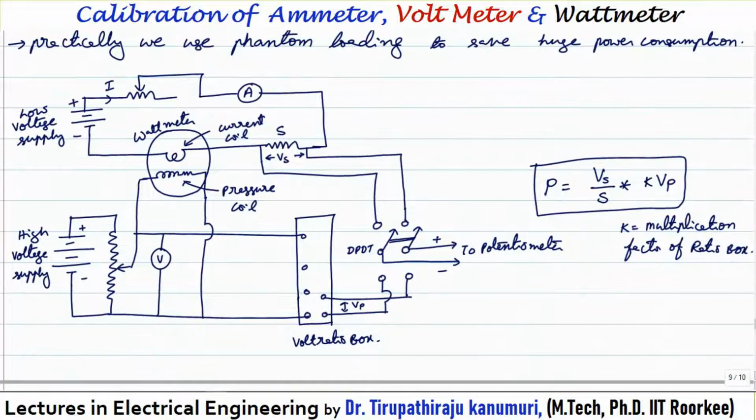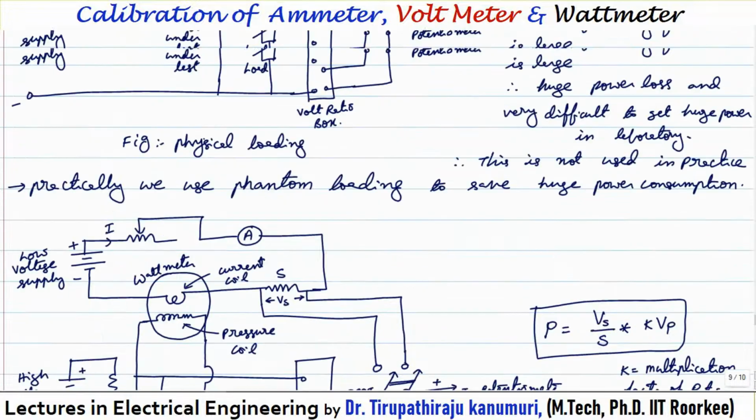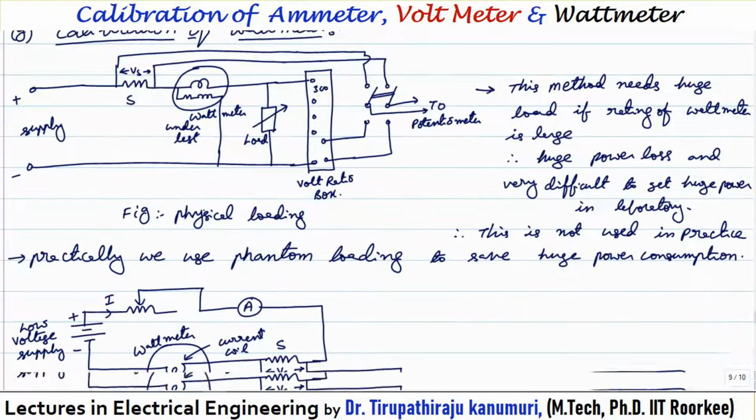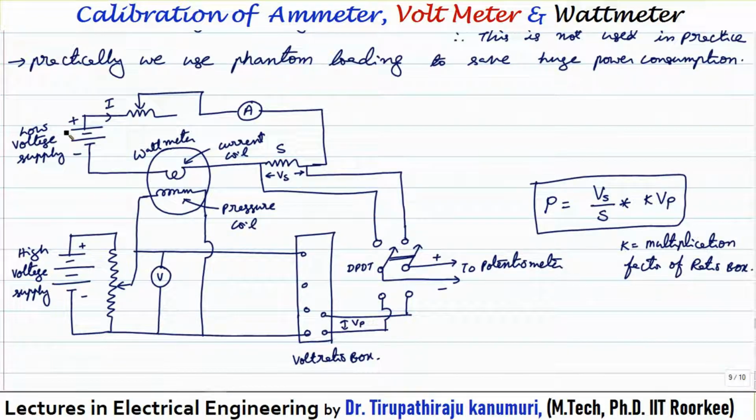Phantom loading means virtual loading, because whenever the load is increased, what is changing here? The current is changing, the voltage is not changing. Agree with me? So that's why instead of supplying to the load, we supply this current coil by some extra virtual separate DC voltage supply. For this, a low voltage supply is used for supplying the required current through the current coil, and the same current will be measured by the potentiometer by measuring the voltage drop across the standard resistor. And the coarse or fine adjustment can be done by this rheostat circuit.